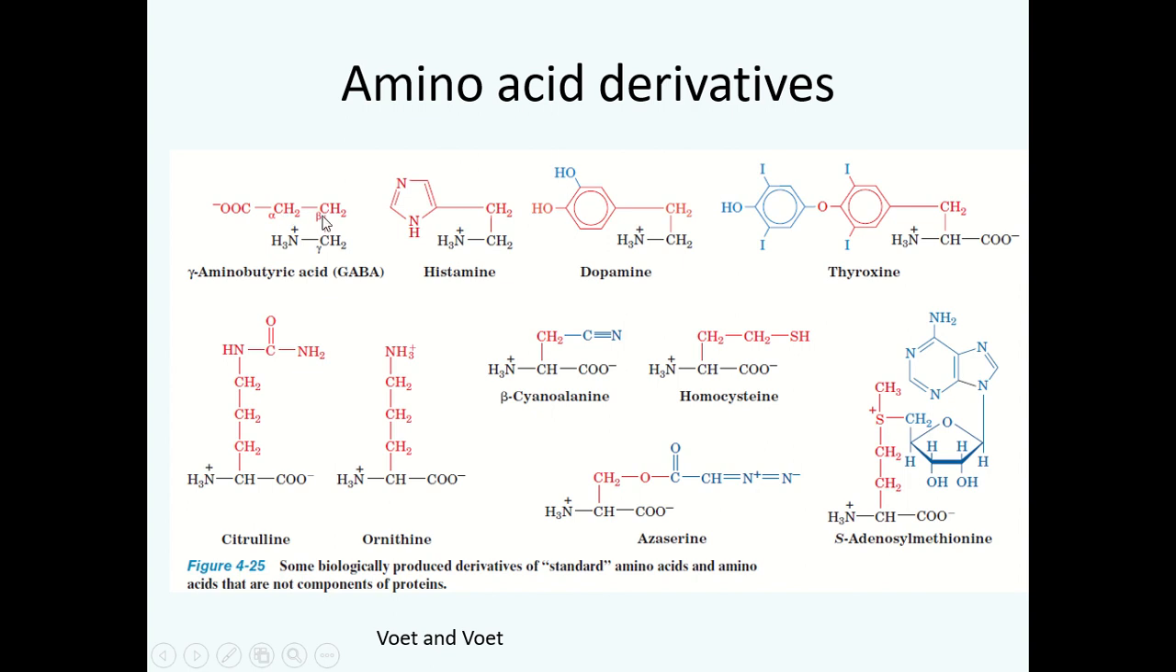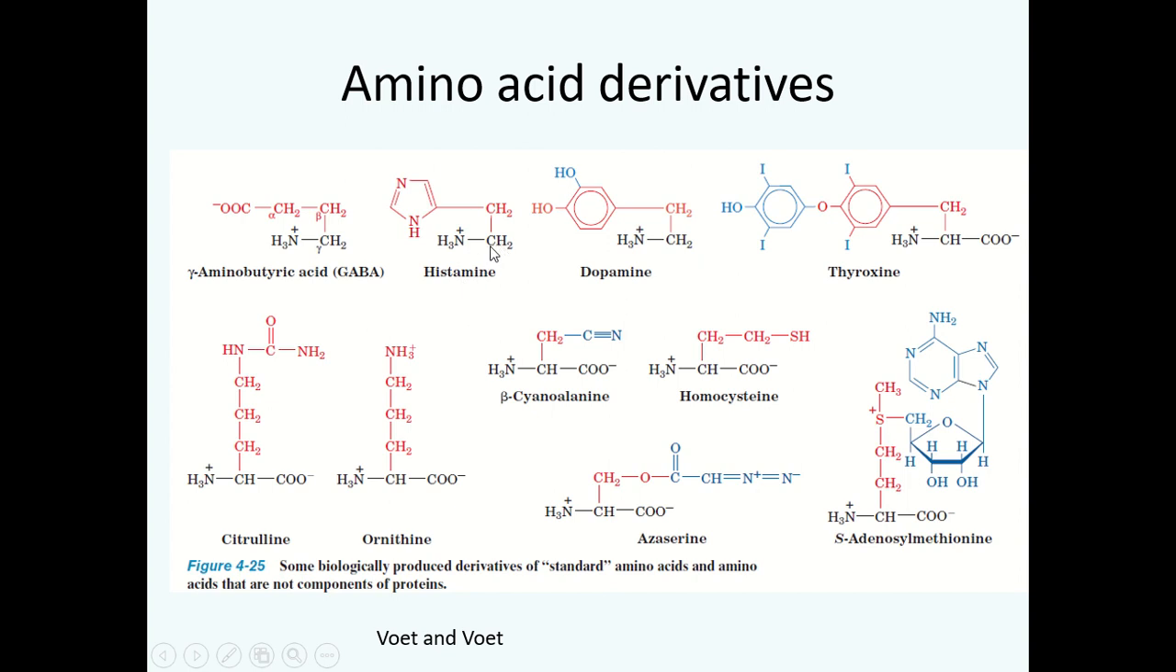glutamic acid, which contains propanoic acid. The carboxyl group, the alpha carboxyl group, is removed through the process of decarboxylation. So the remaining molecule is gamma aminobutyric acid. This is a neurotransmitter. The next important molecule is histamine.